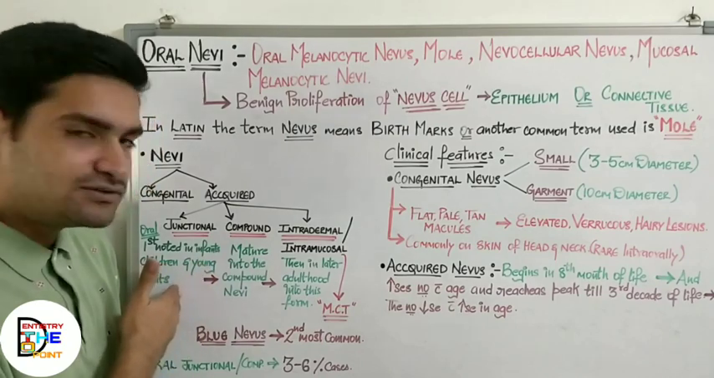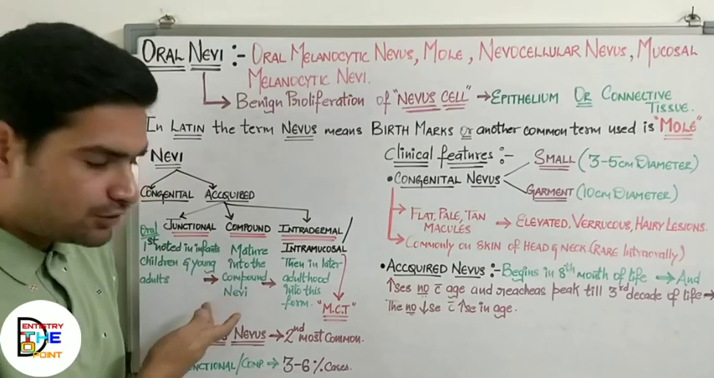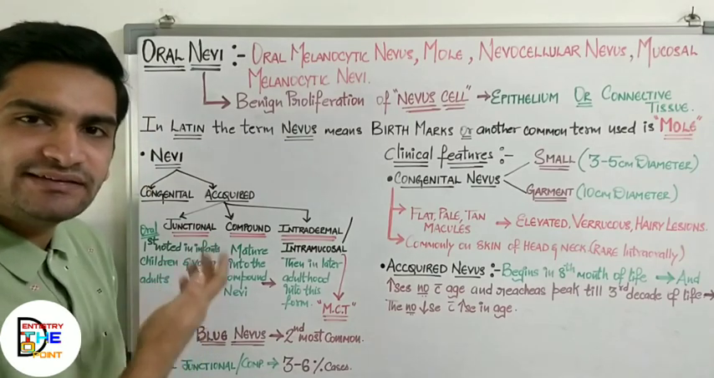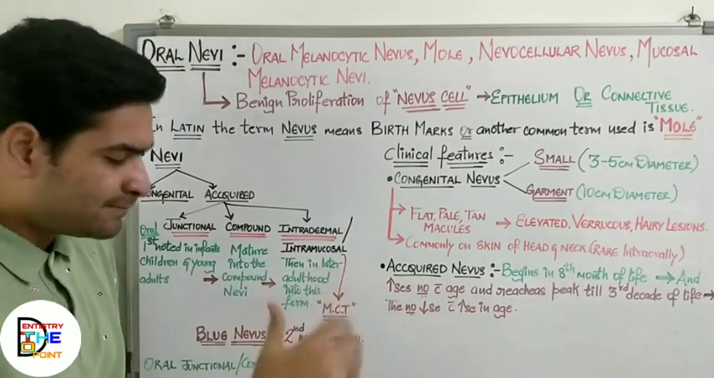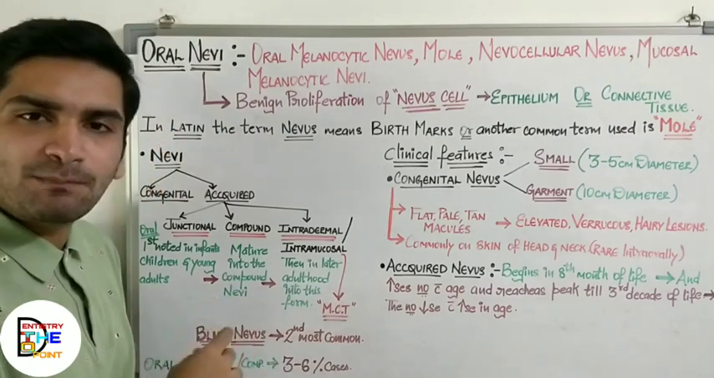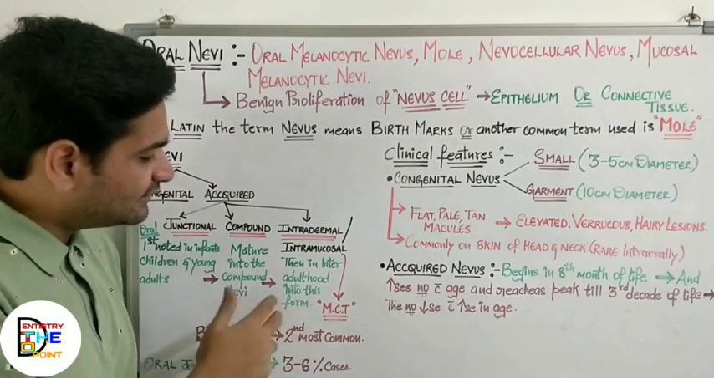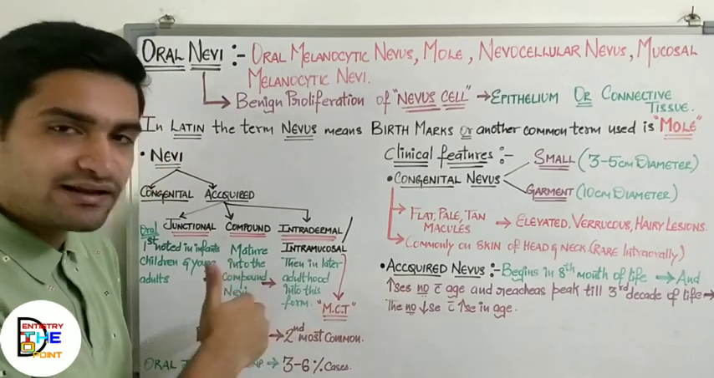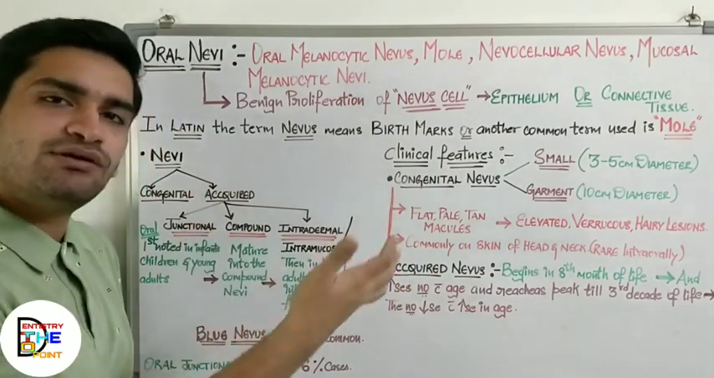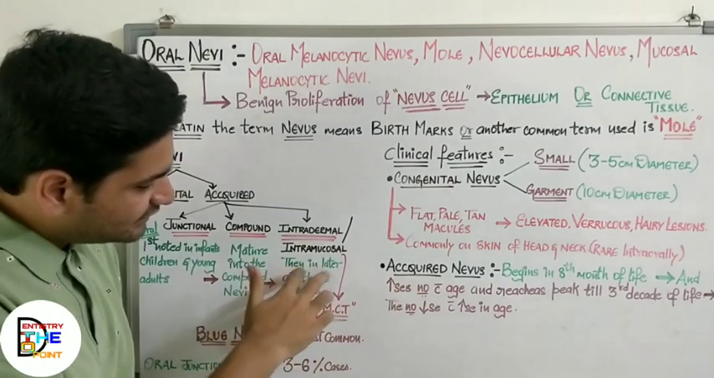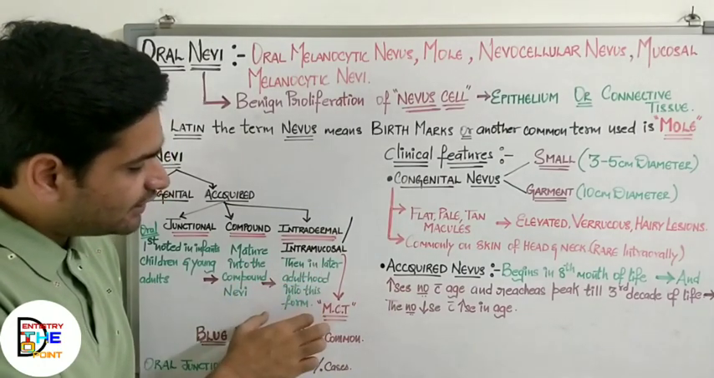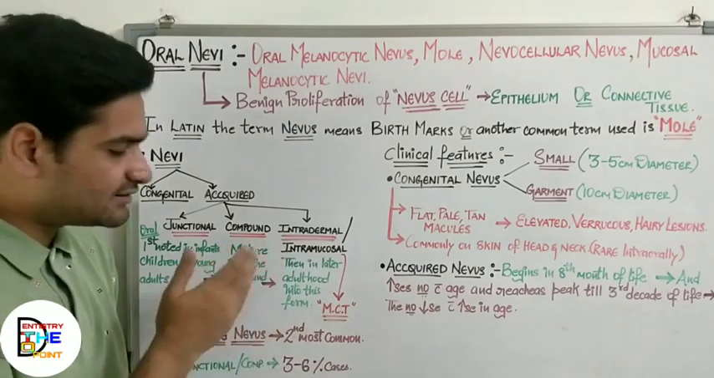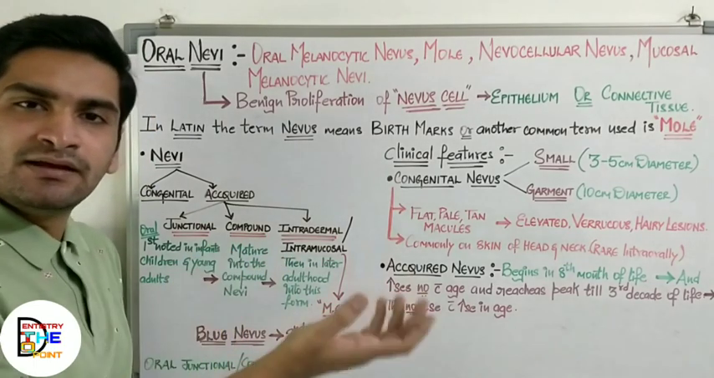Then this junctional variant will only mature into a compound nevus. This junctional variant, which is present in infants, children and young adults, after some time is going to mature into a compound nevus. Later, in adulthood, after some more time, it is converted into the intramucosal variant. So this is the course.